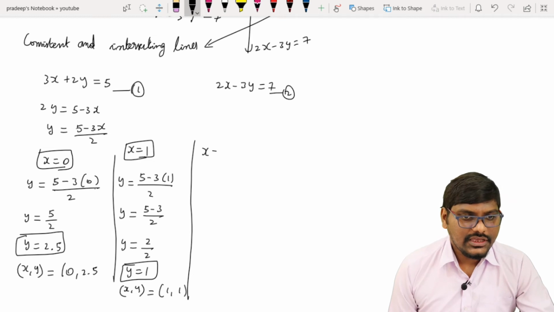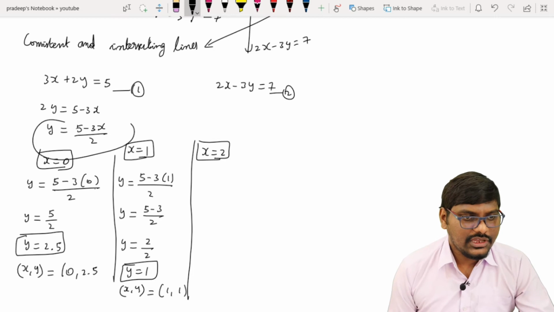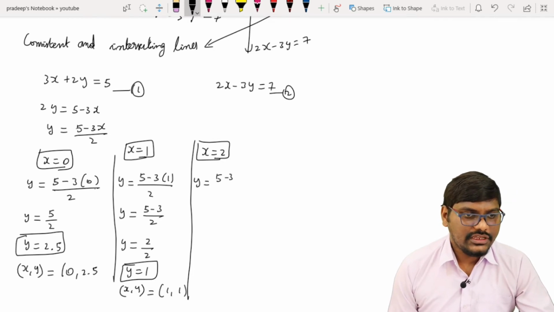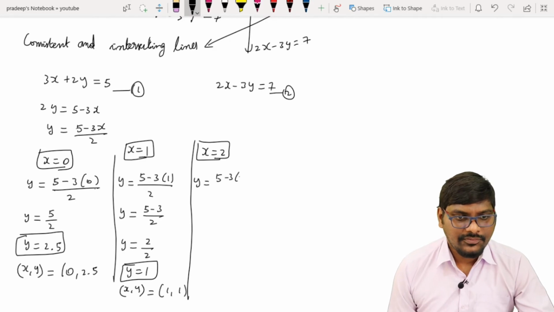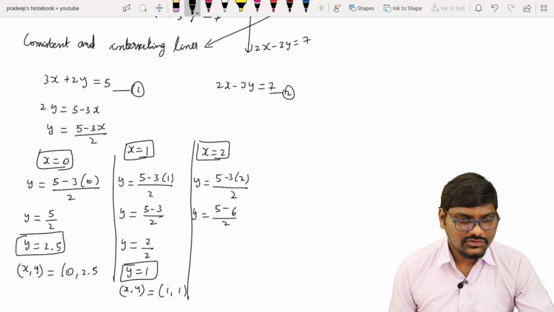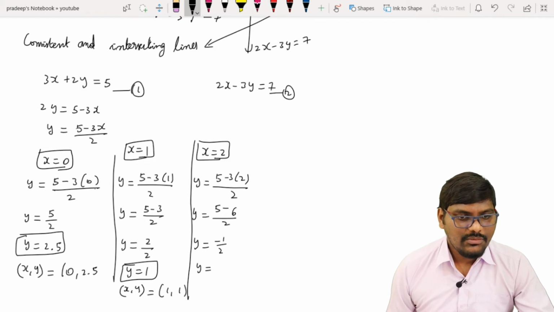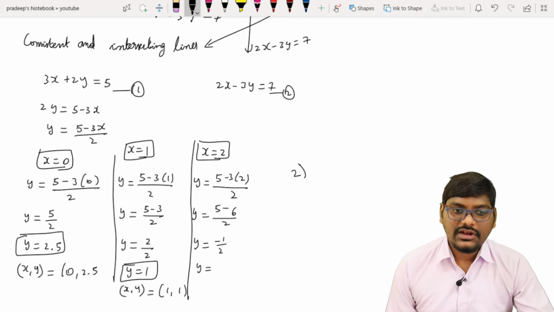That is, we'll take x equal to 2. So now I can take the same equation, that is y is equal to 5 minus 3 into, in the place of x I can substitute 2, by 2. So we'll get y is equal to 5 minus, this is 3 2s are 6 by 2. So I'll be getting y equal to 5 minus 6, which is nothing but minus 1 by 2. So I'll get y equal to minus 1 by 2. In the sense actually we are taking 2 as the divisor, 1 as the dividend.